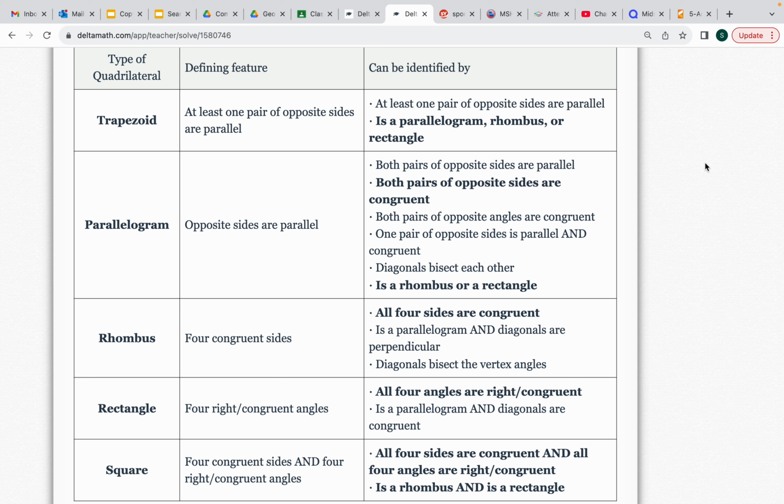You don't have to worry about putting anything. You just know if it has 4 right angles and 4 congruent sides, it's a square, because the other stuff you kind of already know.